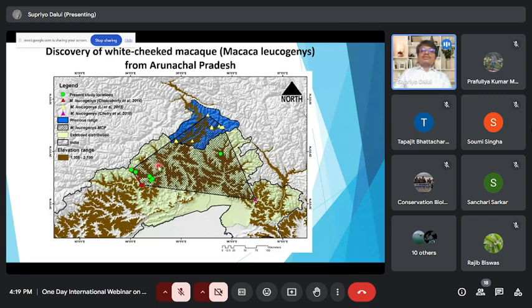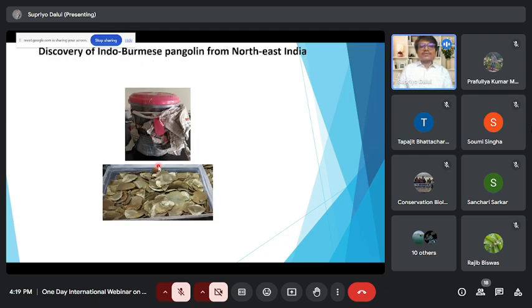And this was the first discovery by ZSI and by our group that explains that India is also home to a new macaque species that was previously not known to be in India, that is white-cheeked macaque, and this is now also listed in our Wildlife Protection Act amendment. So yeah, this was also a great finding by us.